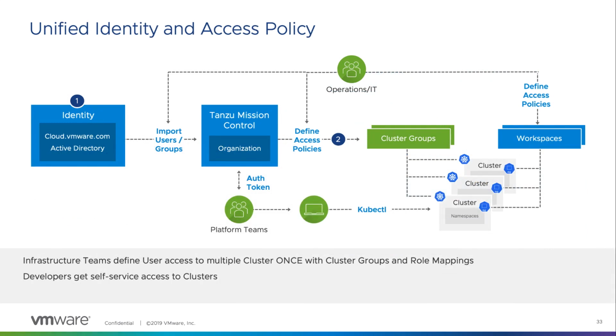And so this is just a quick workflow of what it looks like and how these identity and access policies are applied. Infrastructure teams define user access to multiple clusters or cluster groups once with role mappings. And then as new clusters are added to cluster groups or new namespaces are added to workspaces, those users that have assigned permission to those objects automatically inherit access to the new resources that are created. So we create a cluster group or a workspace once, and as the operation teams continue to populate those environments with resources, our dev teams automatically have access to those resources.